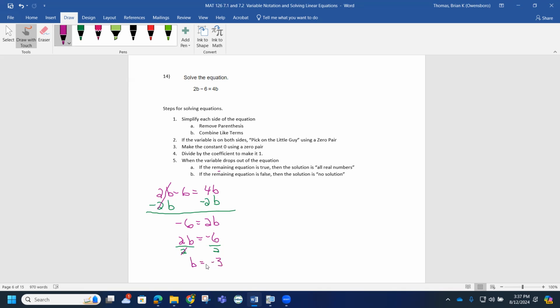And again, if you want to use a calculator, you are allowed to use a calculator. So negative 3 would be the only number that makes this equation true. So it's the only number in the set. So the solution set would be the set of negative 3.